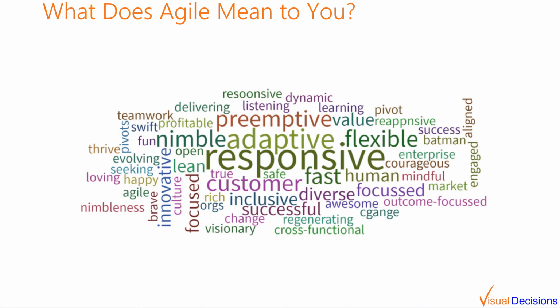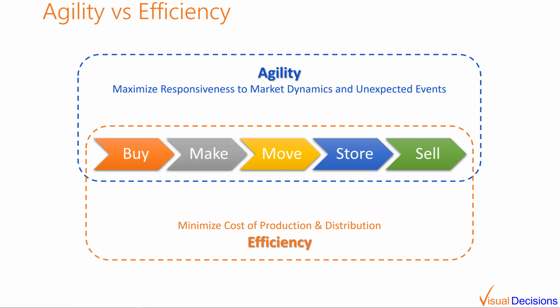For me, and the way that I define it, and a lot of the sources that I've looked through from industry standards and so forth, it's really about maximizing responsiveness to market dynamics and unexpected events, and also just being more robust in the face of disruptions. And so when we think about agility and how we create agility within the organization, there's something of a trade-off between focusing on agility and focusing on efficiency.